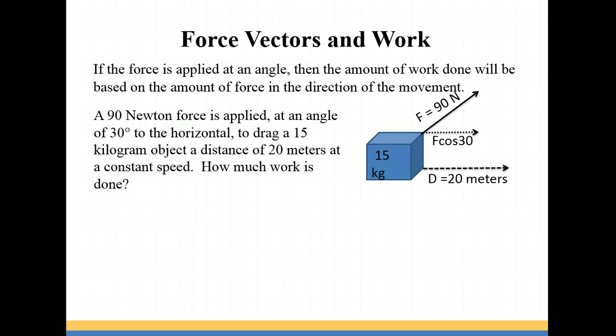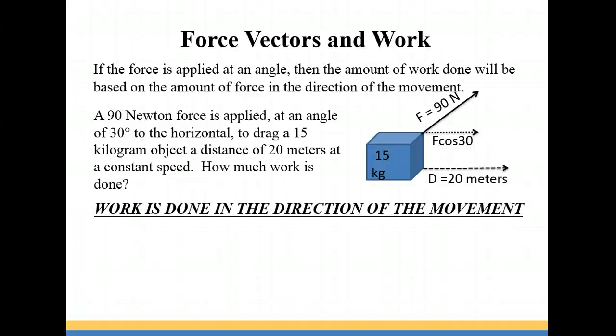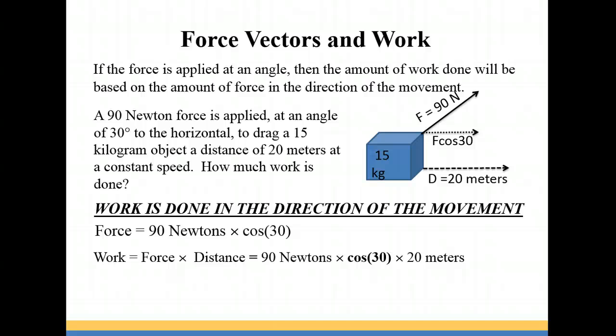We have a 90 Newton force that is applied at an angle of 30 degrees to the horizontal to drag a 15 kilogram object 20 meters at a constant speed, and we want to figure out how much work is done. So again, we have to use the x component of the force vector because that's going to be the direction of the movement. So we're going to use the force times the cosine of 30 as our force. So we have 90 newtons times cosine of 30, and then we're going to multiply that by the displacement, or in this case our distance of 20 meters.